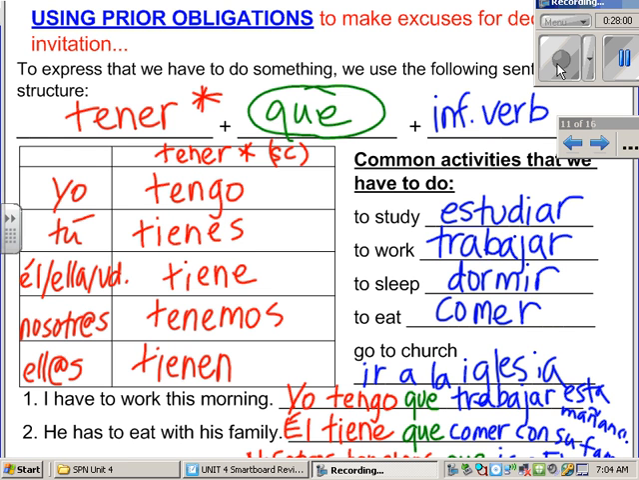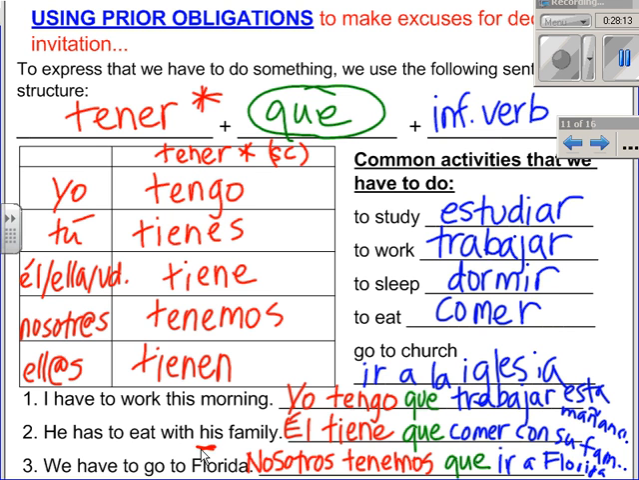Okay, so I have to work this morning is yo tengo que trabajar esta mañana. He has to work with his family, or I'm sorry, he has to eat with his family. Él tiene que comer con su familia. Su meaning his family versus my family, mi familia, or your family, tu familia. We have to go to Florida. Nosotros tenemos que ir a Florida.